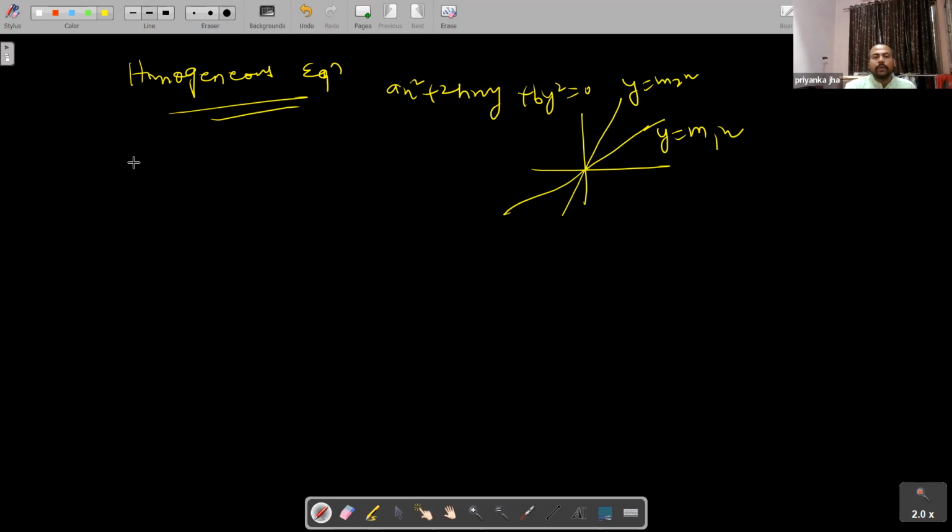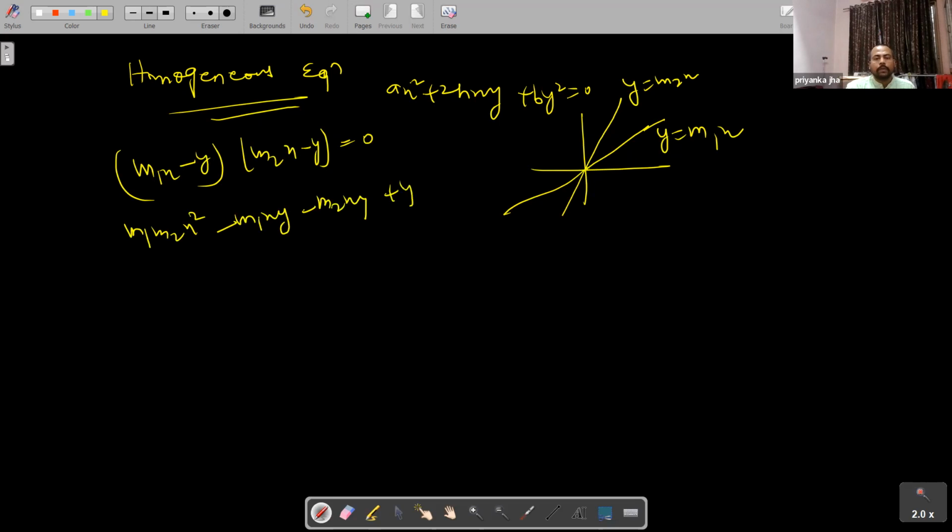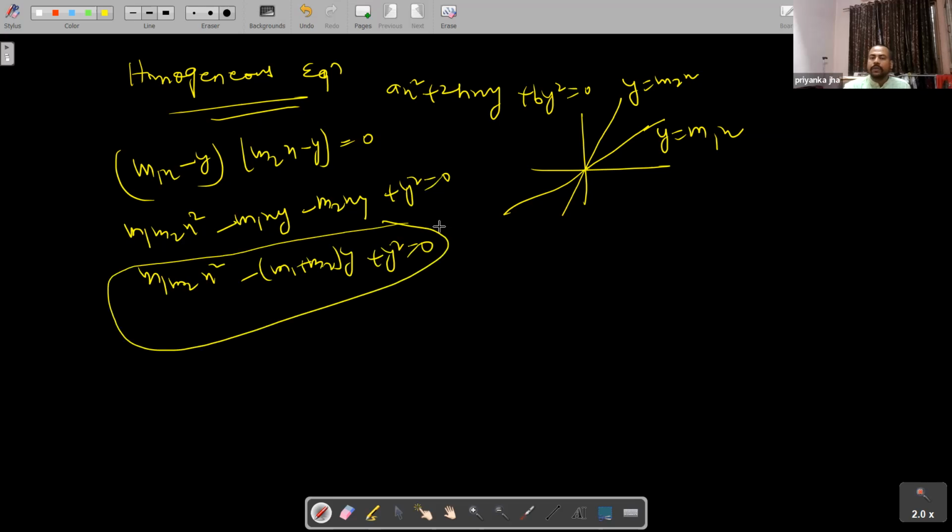See, so this will be (m1x − y)(m2x − y) = 0. Just multiply it: m1m2 x² − m1 xy − m2 xy + y² = 0. So this is m1m2 x² − (m1 + m2) xy + y² = 0. If this equation and this equation are identical, it means that the ratio of their coefficients must be equal.